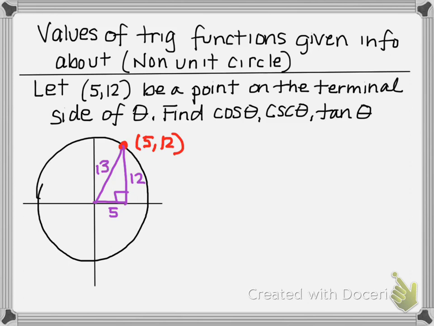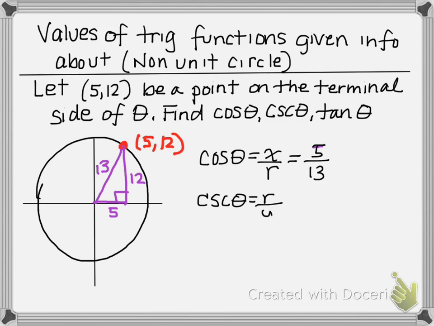And then I can take this and say I want cosine theta, which is x over r. Remember that formula? Cosine theta is equal to x over r. So our x in this case is right there. It's 5. And our r is right there, 13. And then the cosecant of theta, you can look at your formula sheet and see that that's r over y. And we know r is 13. And we look here and we see y is 12.